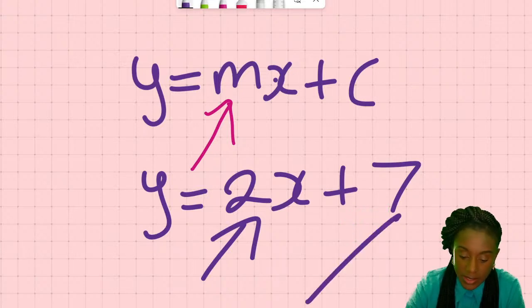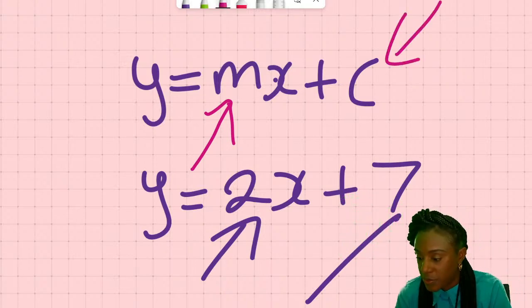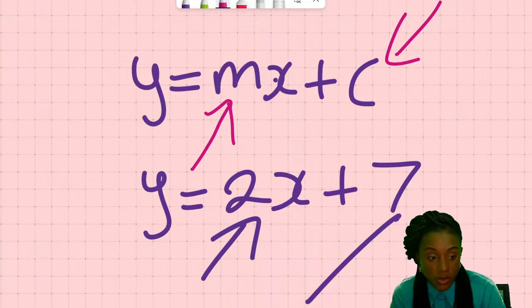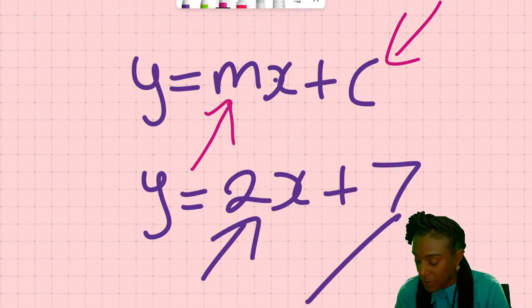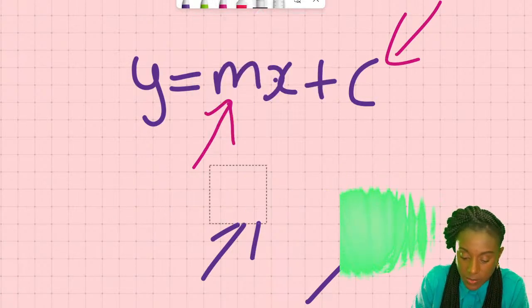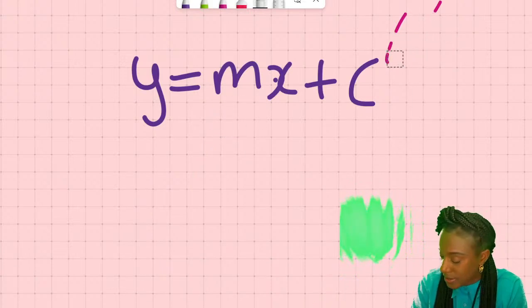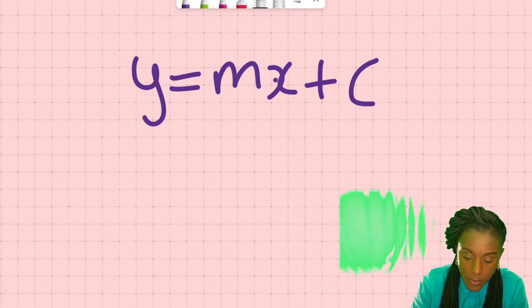What does the letter C represent? The number that would be in the place of C, what would that represent? We already know that the coefficient of x would always be the gradient. What would C represent? Type that for me in the chat, please. What would C represent, or the number that would be in the place of C? Excellent. The Y-intercept. Okay, the Y-intercept.